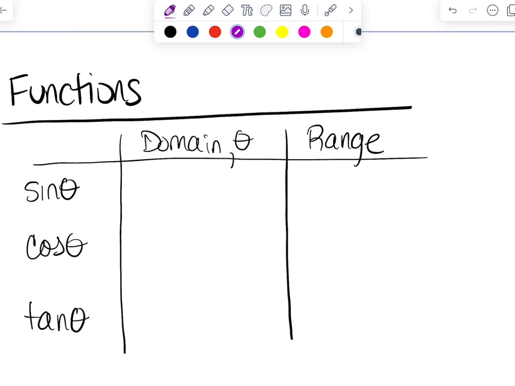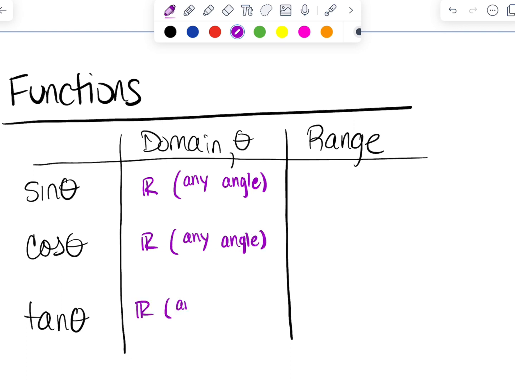First thing I want to remind you of is that the main three functions, if you will, are sine, cosine, and tangent. And the domain, in other words, the angles: for sine, you can plug in any angle you want, right? Same thing with cosine, any angle. And same thing with tangent. You can substitute in any angle you want.